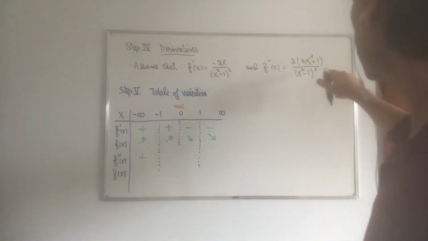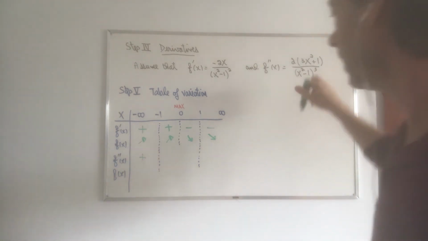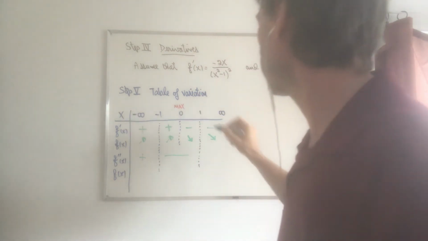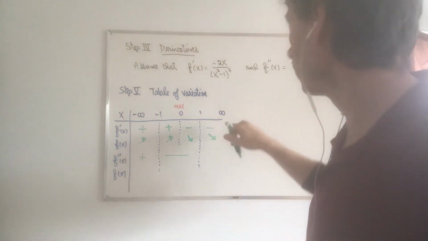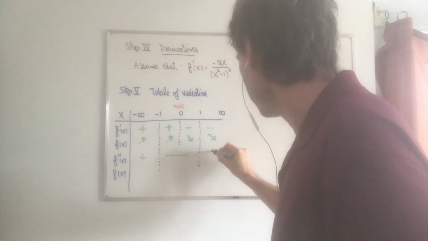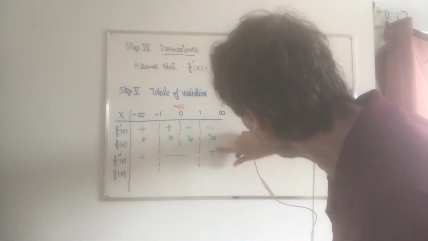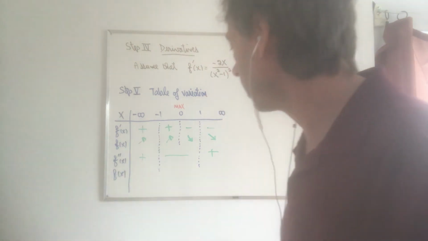Putting -1/2 into here will give me a negative. Actually, I could have put 0 because I got this entire interval from -1 to 1. So negative here. And after that, it's a positive again. All right, so what happens when the second derivative is positive?